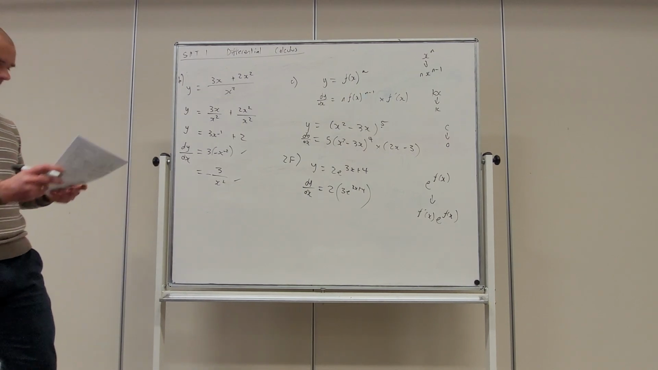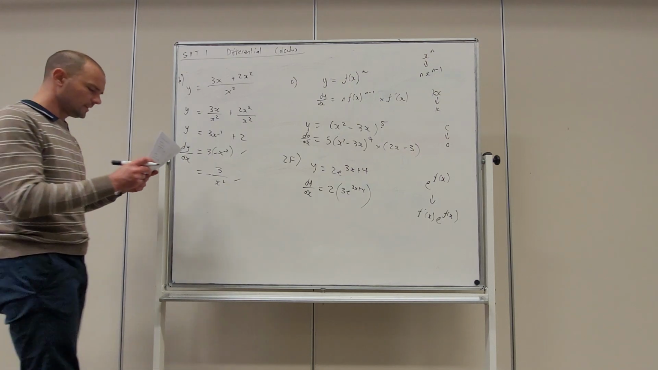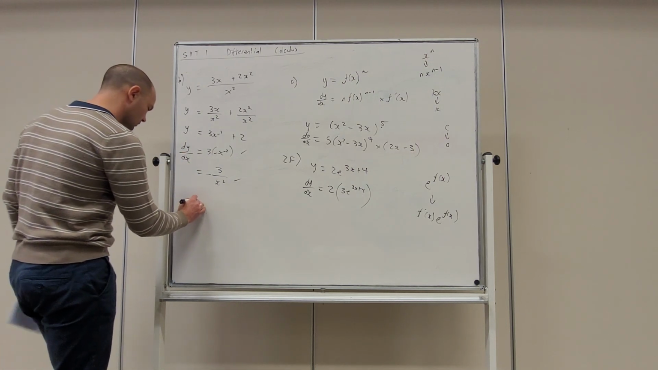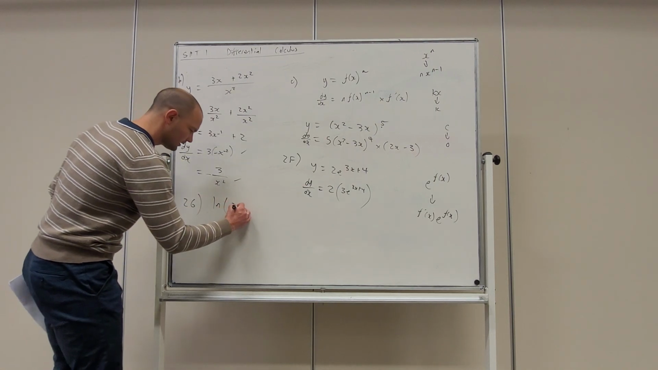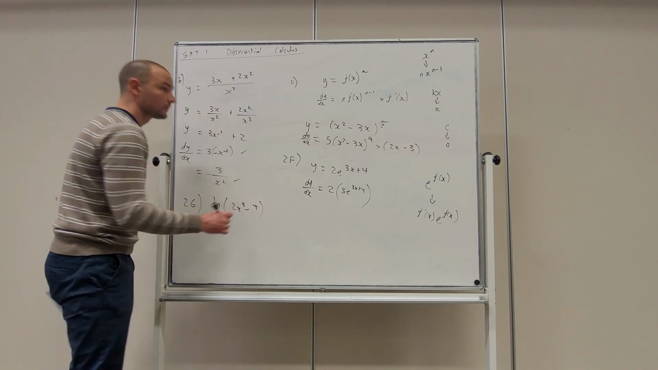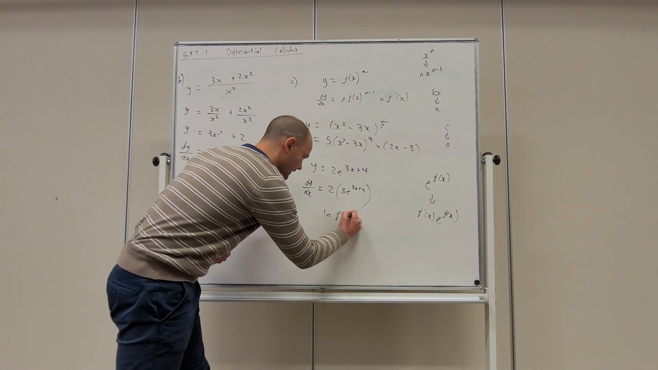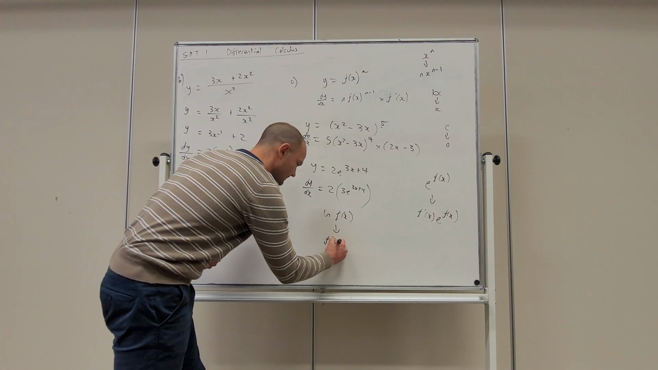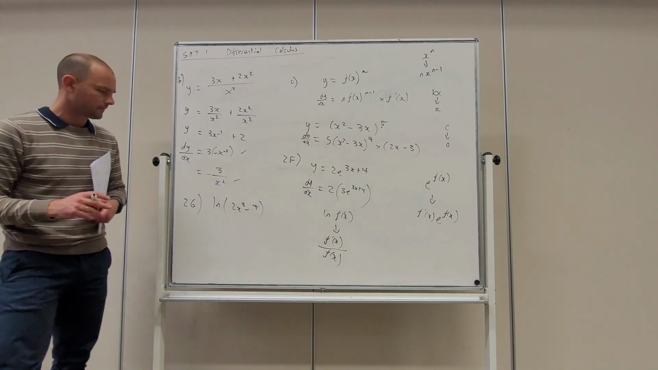Okay, logarithms. So for 2g, we have log of 2x to the 3, take away 4. Now the rule for a logarithm is if we have ln of f of x, it just goes to f dash of x on top of f of x. So it's quite an easy one for us to differentiate.